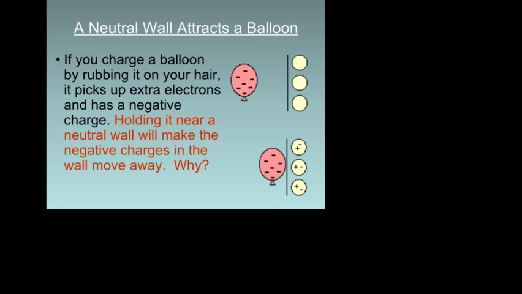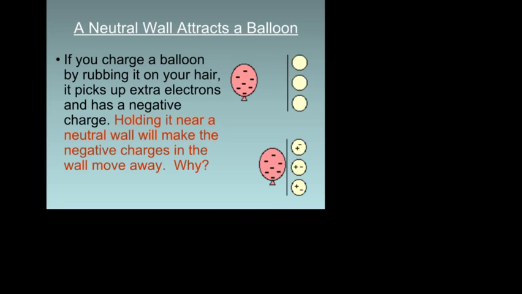So when you rub a balloon against your hair or against a sweater, it picks up extra electrons. Your hair or your sweater give away electrons and the balloon steals them. So as the balloon picks up these extra electrons, it gains a negative charge. Walls, for the most part, have no charge. Walls are neutral.